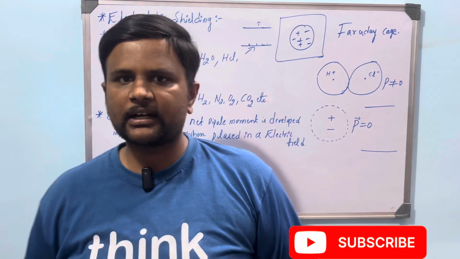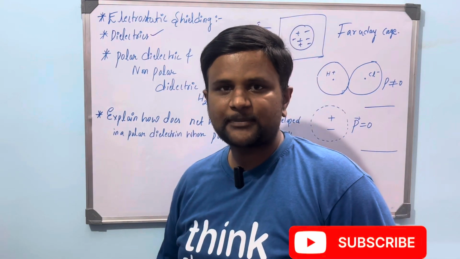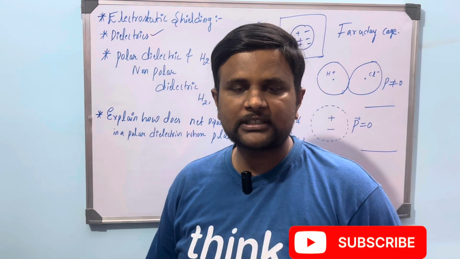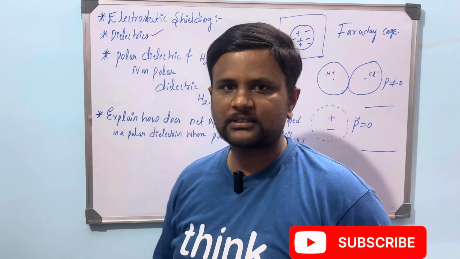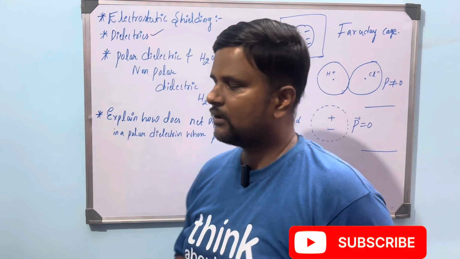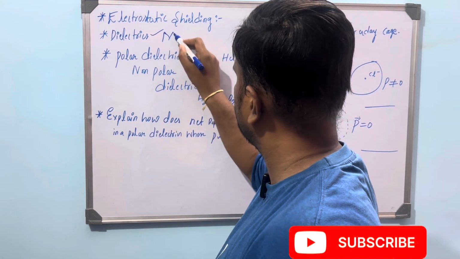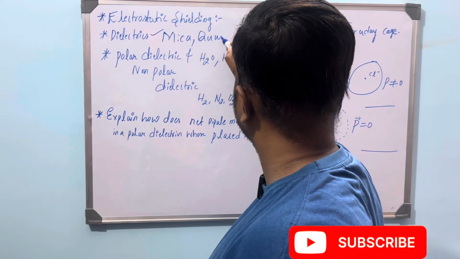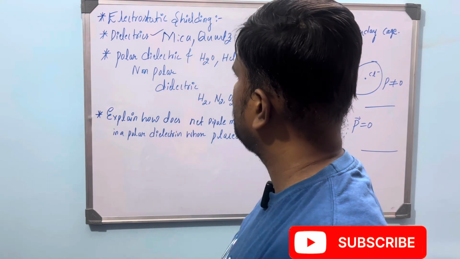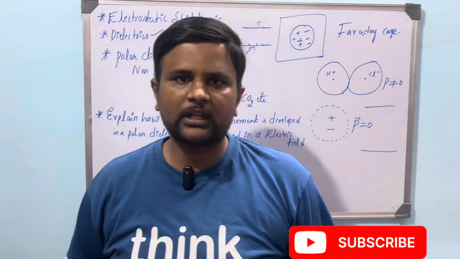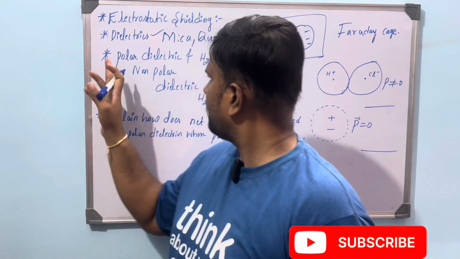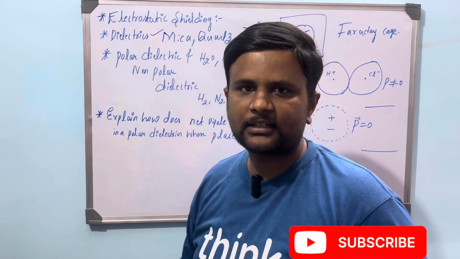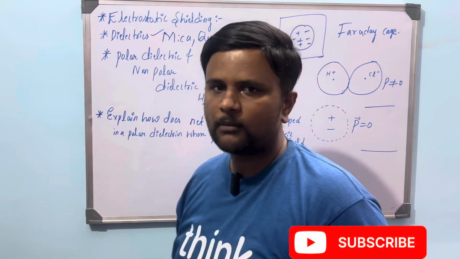So what are dielectrics? Dielectrics are special types of insulators which transmit the electric field without conducting charges. For example, mica, quartz and pure crystal. These dielectrics are of two types: polar dielectrics or polar molecules, and non-polar dielectrics or non-polar molecules.